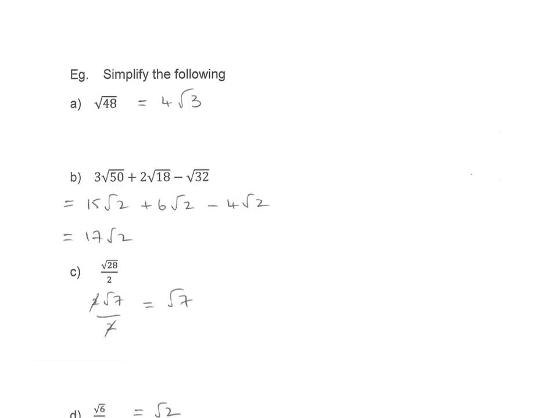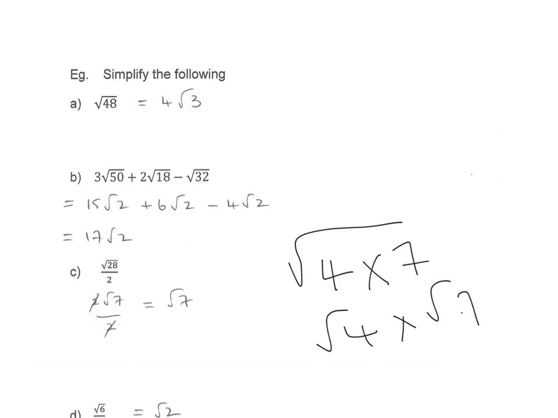Okay, part C, simplifying the root 28 on top. Well, root 28 we can write as root 4 times 7. So root 4 times root 7, root 4 being 2, and 2 root 7. Okay, so 2 root 7 on the numerator, we have a 2 on the denominator, which means we can cancel the 2 on top and bottom, giving us simply root 7 as the final answer.